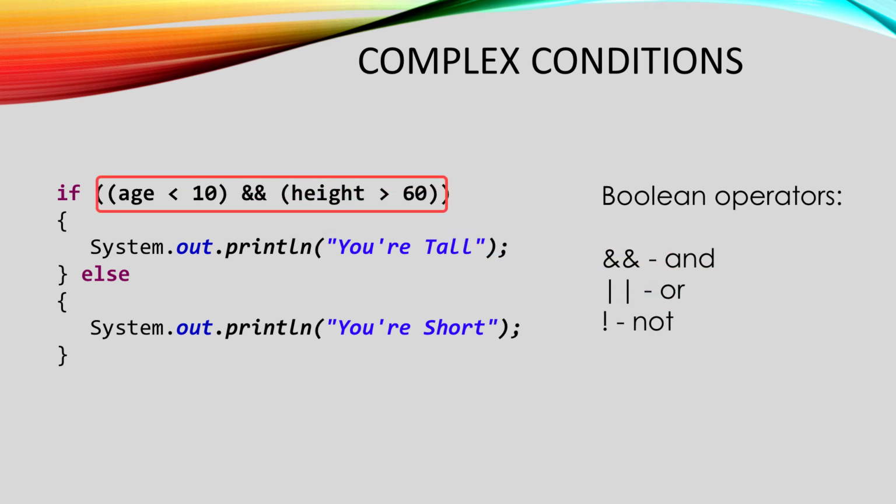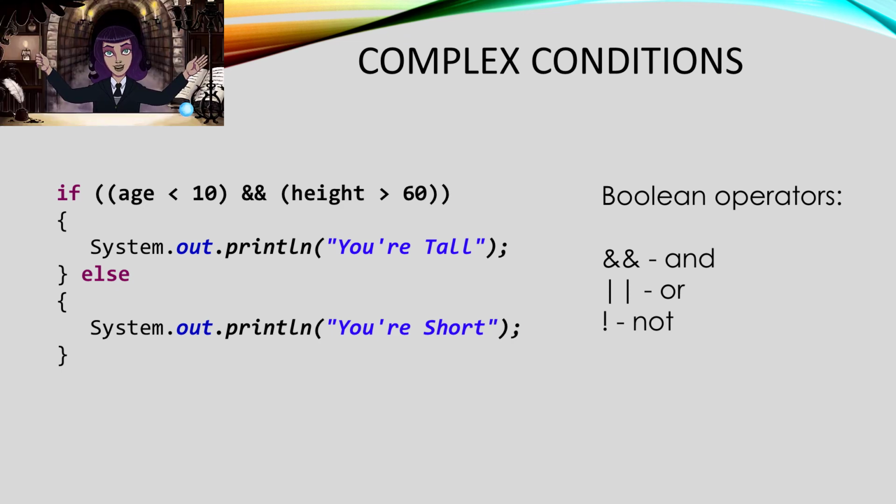So, in this example, the condition will be true if age is less than 10 and height is greater than 60. So basically, if you're a child and you're more than 5 feet tall, you're tall. Both comparisons have to be true for the and to evaluate to true. Notice what happens if you aren't a child. If your age is more than 10, age is less than 10 will be false. So the and will be false, and we will execute the else block. So everyone who is 15 is short, even Michael Jordan.